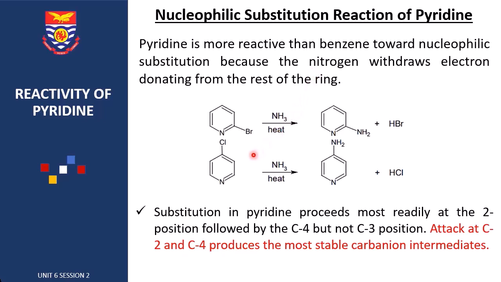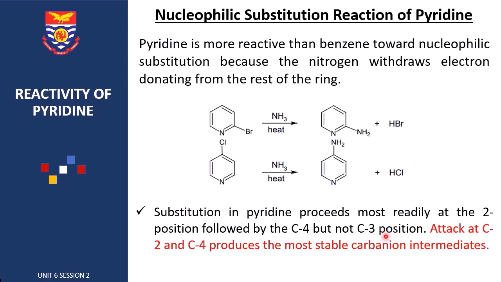So in nucleophilic substitution reactions, pyridine is more reactive towards a nucleophile than benzene, and these are some examples. The next thing to consider is the point of attachment of our incoming substituent. Substitution in pyridine proceeds most readily at the carbon number 2 position, followed by the carbon number 4 position, but never the carbon number 3. So the incoming nucleophiles readily go to the carbon number 2 position.